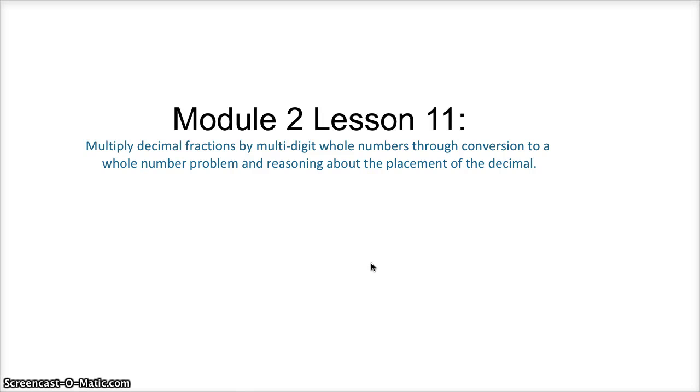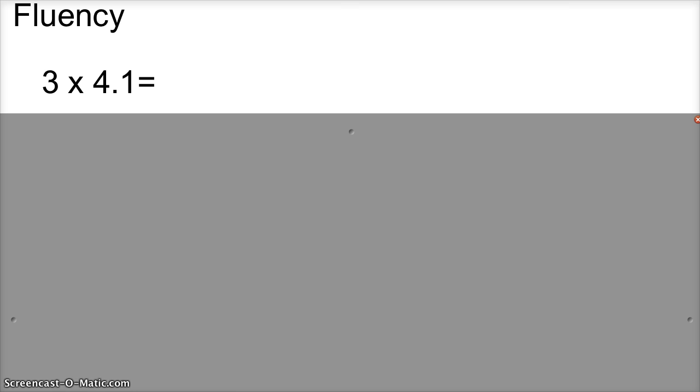This is Module 2, Lesson 11, and our goal today is to continue working with decimals and multiplying multi-digit whole numbers. We're going to convert the decimal into a whole number and also estimate to figure out if our answer makes sense. Okay, let's start with our fluency.